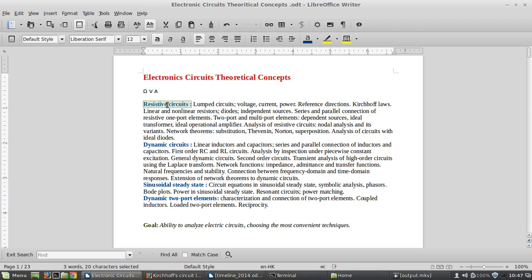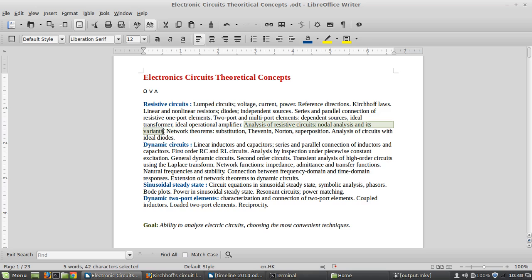In the resistive circuits section, we discuss lumped circuits, voltages, currents, power, the fundamental concepts. Here you have reference directions, Kirchhoff's laws, linear and non-linear resistors, whereas diodes we will not be discussing in more depth. We'll be discussing independent sources, series and parallel connection of resistive one-port elements, two-port and multi-port elements, dependent sources, ideal transformers, ideal operational amplifiers.